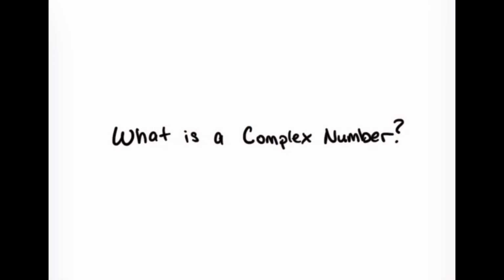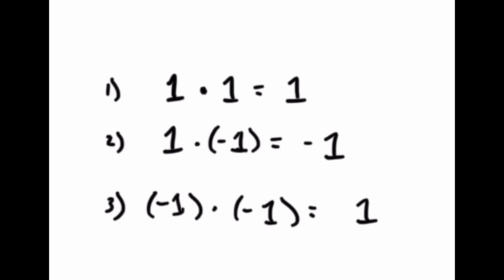In order to understand what a complex number is, we must first understand the origin of 3 fundamental rules in mathematics. For the sake of simplicity here, we will just use one exclusively in these rules. A positive times a positive gives you positive. A positive times a negative gives you a negative. And a negative times a negative gives you a positive.